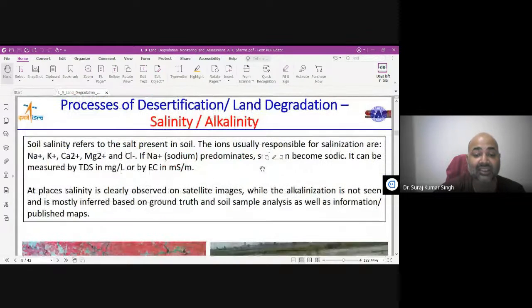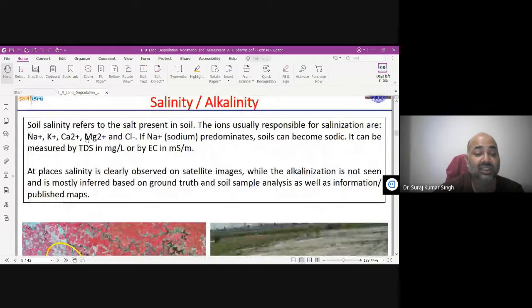Then salinity, as I have already stated: soil salinity refers to the salts present in the soil. The ions usually responsible for salinization are sodium, potassium, calcium, magnesium, and chloride. If sodium predominates, the soil becomes sodic. So if sodium is very high, it is called sodic soil, sodic salinity. And if TDS is measured in milligrams per liter, or by electrical conductivity, at some places salinity is clearly observed on satellite images.